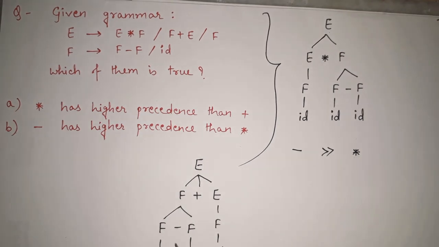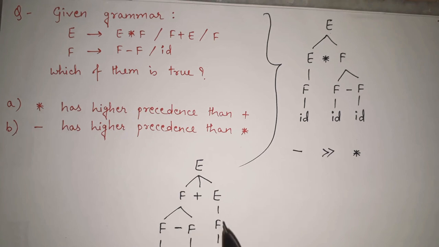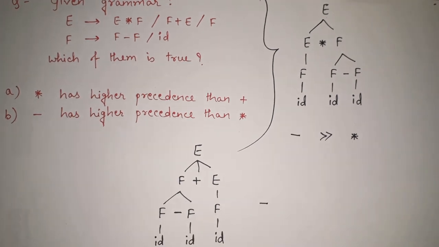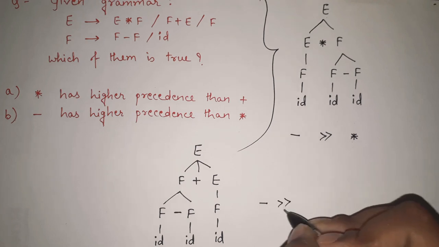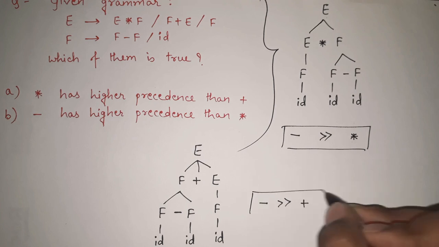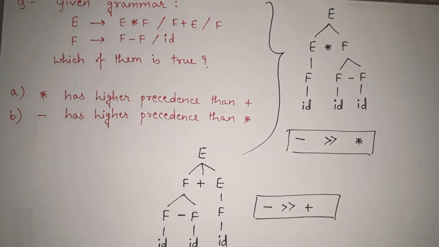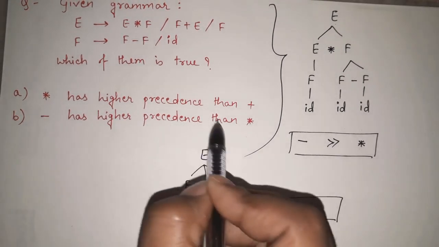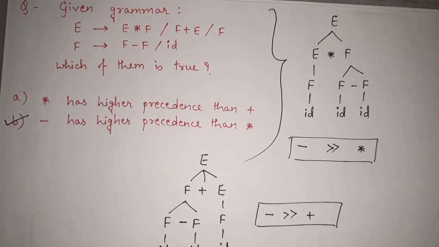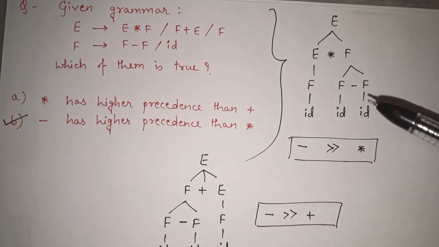In this case also, minus has more precedence than plus. So this is the same conclusion I got, and this option is also possible. So I can directly say that minus having higher precedence than star is my correct answer. So whenever any such question pops up, the only thing you have to do is draw the tree, and based on the tree you can easily tell whose precedence is more. Thank you so much.